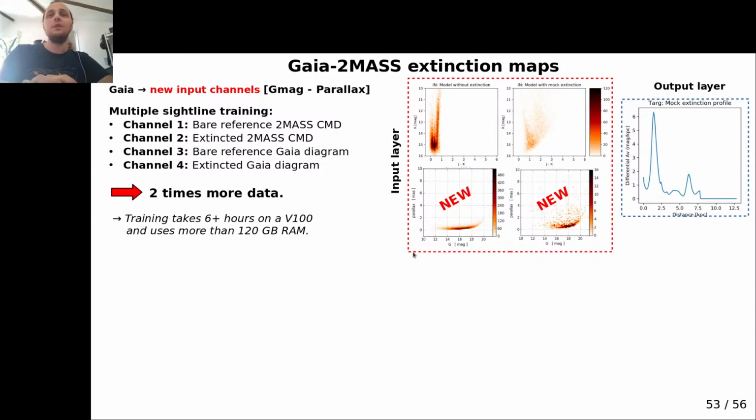So all those four images are encoding the same extinction profile as the output of the network. And what is interesting for us is that we have 2 times more data, but we did not multiply by 2 the time to train the network, which means that it has successfully merged some information between the 2 surveys, and it has found a way to as well merge information between different lines of sight using these 2 surveys.